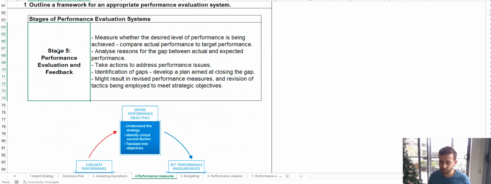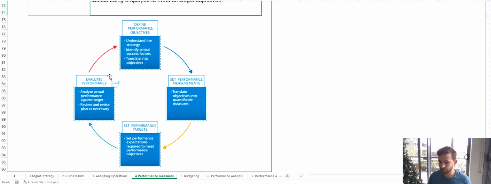This is when you get to the end of the year, you sit down with your manager and you discuss it and say, okay, you've had 75% billing hours. This is right on target. Therefore, we're going to assign you a 3 out of 5 score, for example. This is where you measure whether the desired level of performance is achieved relative to the target. You discuss and analyze the reasons for the gap between the actual and expected performance. You take actions to address performance issues. Maybe it's putting them on a performance plan. Maybe it's explaining the situation, how to actually do it properly. Maybe it's giving them more clients, and so forth.